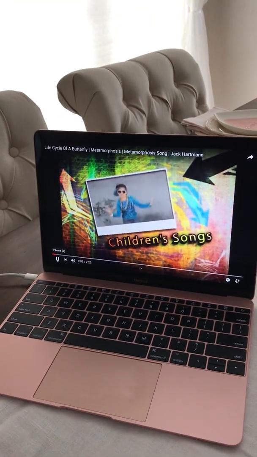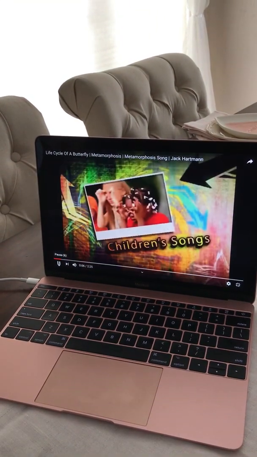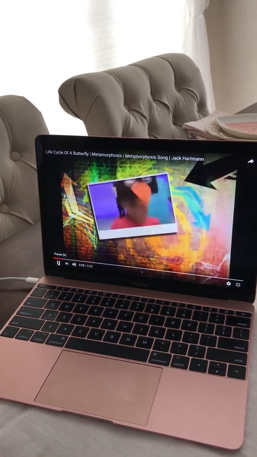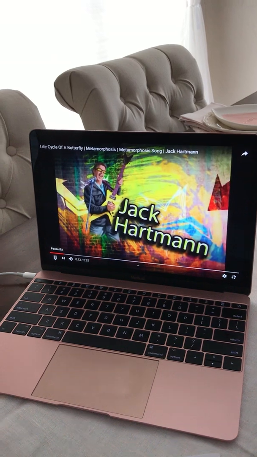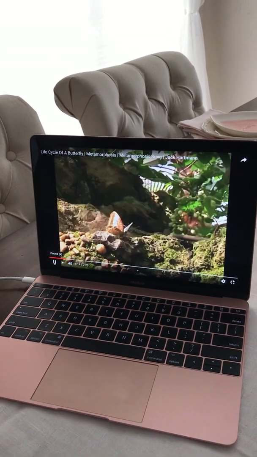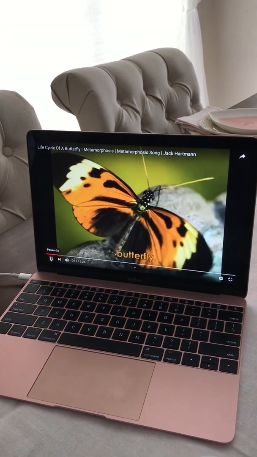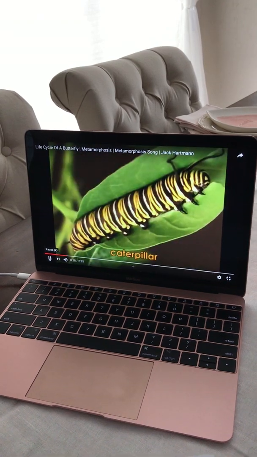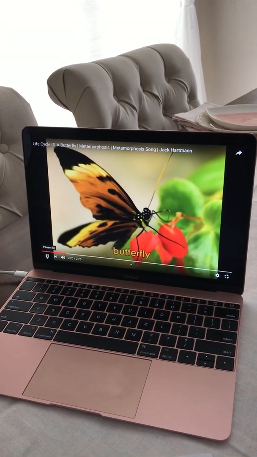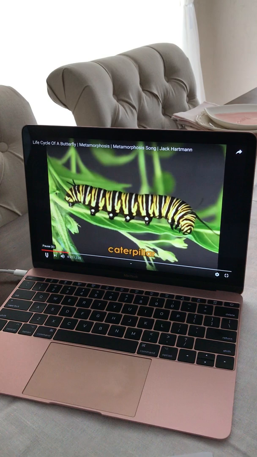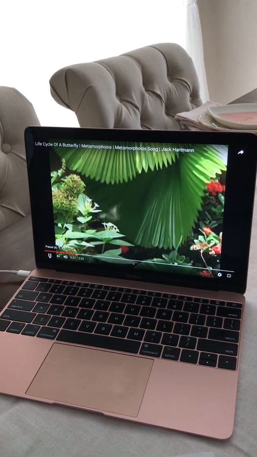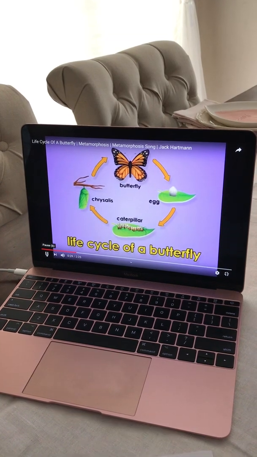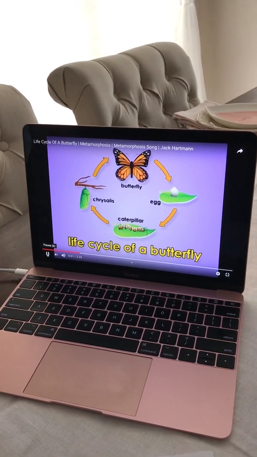Children's songs, sing and move along. Children's songs, make your brain and body strong. Butterfly egg, caterpillar, chrysalis. Butterfly egg, caterpillar, chrysalis. Flutter and fly in the sky. That's the life cycle of a butterfly.